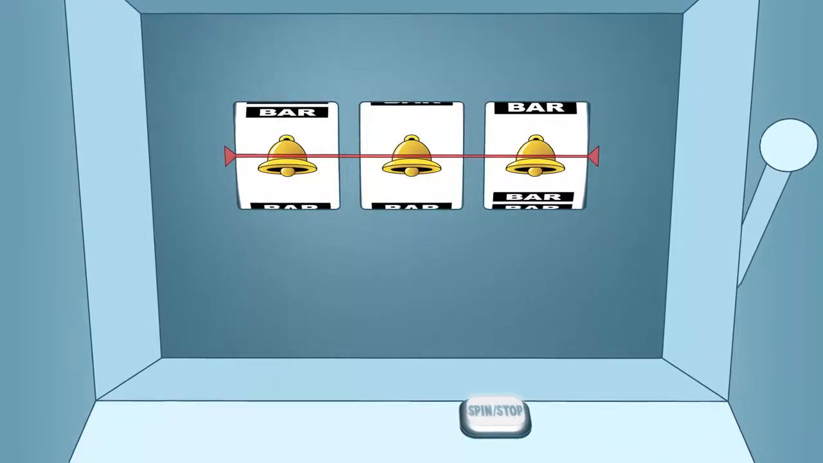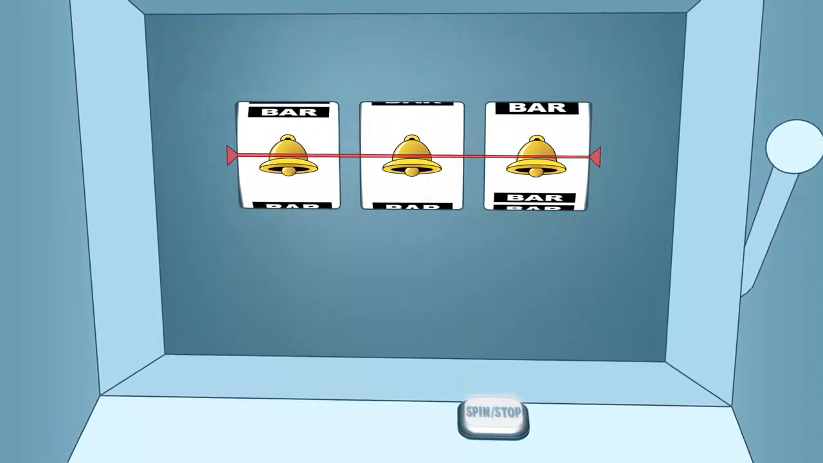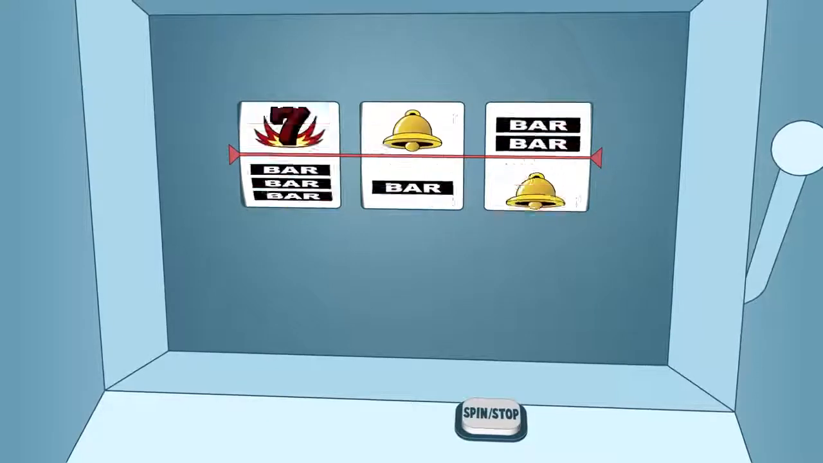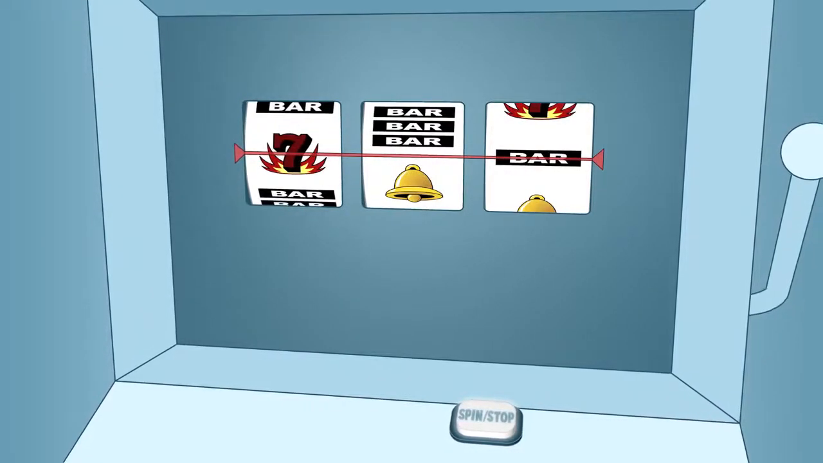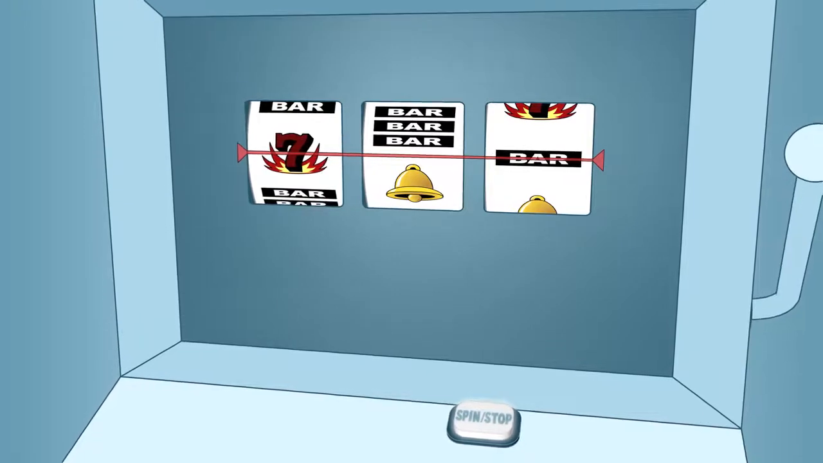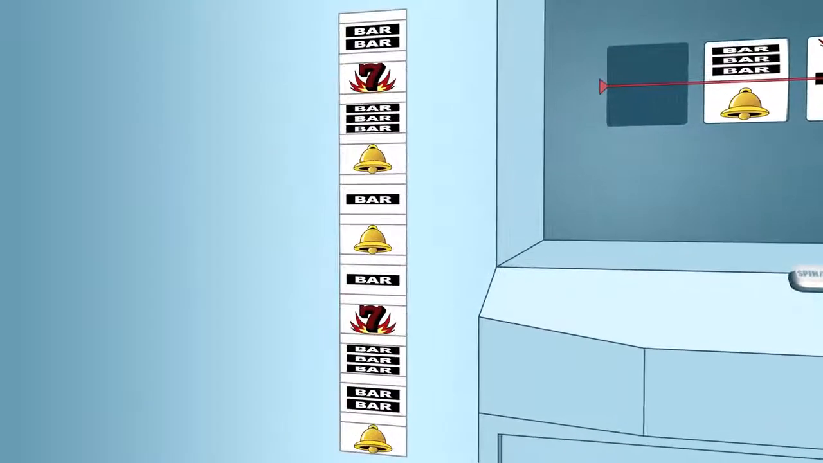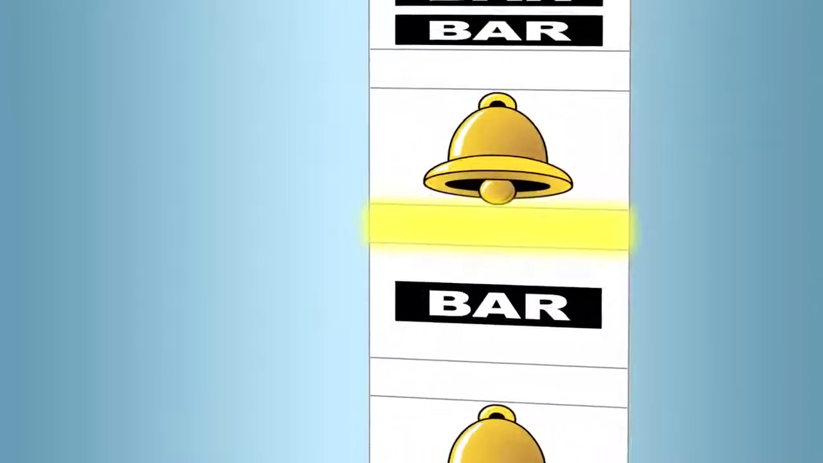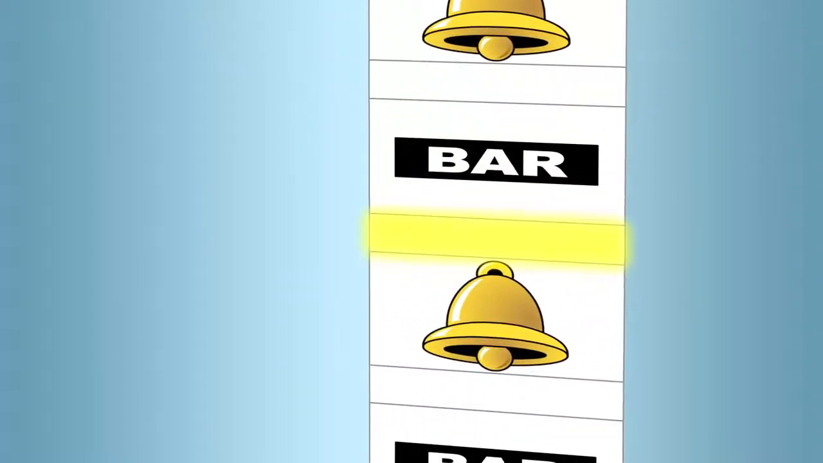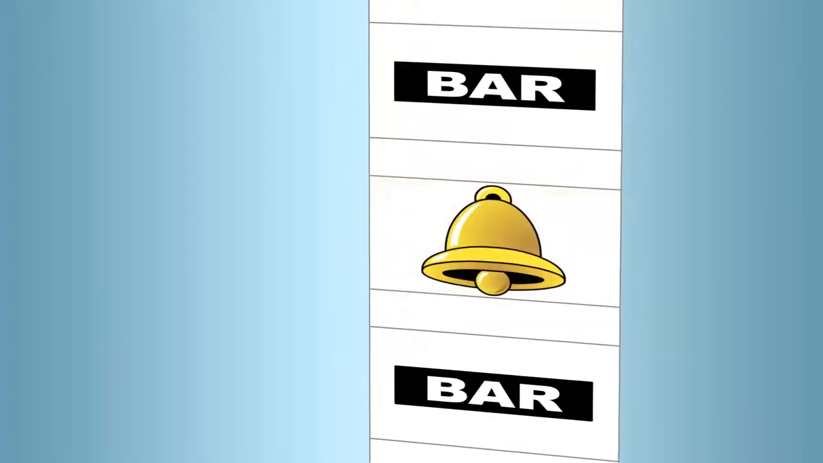When 3 of the same symbols land on the pay line, it is a win, while a mixture of symbols and blank spaces is usually a loss. Let's take a detailed look at how one of the reels works. When examining a reel, you see that the symbols and blank spaces alternate. There is a blank space, followed by a symbol, followed by a blank, another symbol, and so on.